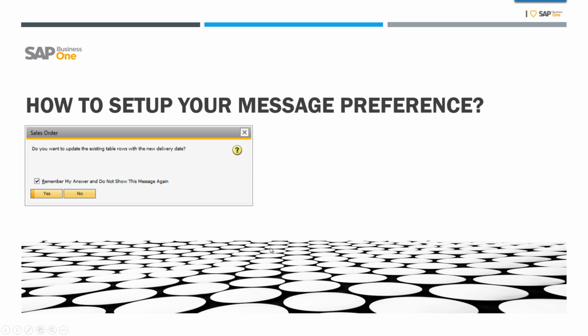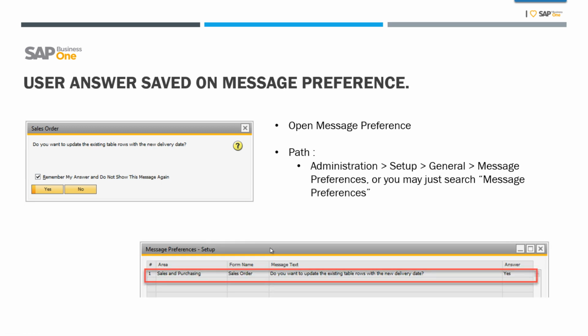So you may have questions like where this answer is saved and how we can get the pop-up message back into the system. The answer is very simple. It is saved in the Message Preference Setup window, which the user opens from Administration, Setup, General, Message Preference. Once the user clicks the Message Preference menu, the user will see the entries with the answer Yes, and in the setup you can see the area, form name, message text and answer.